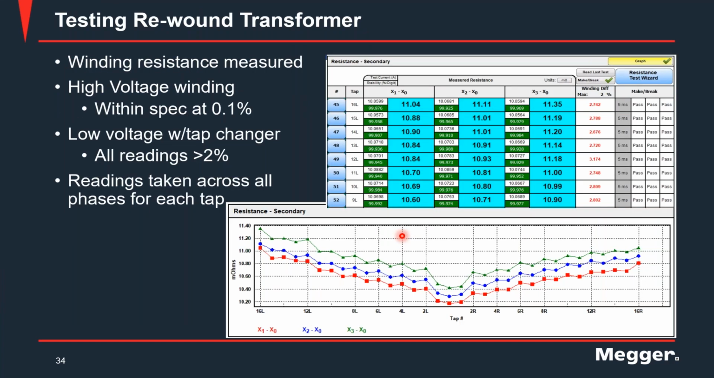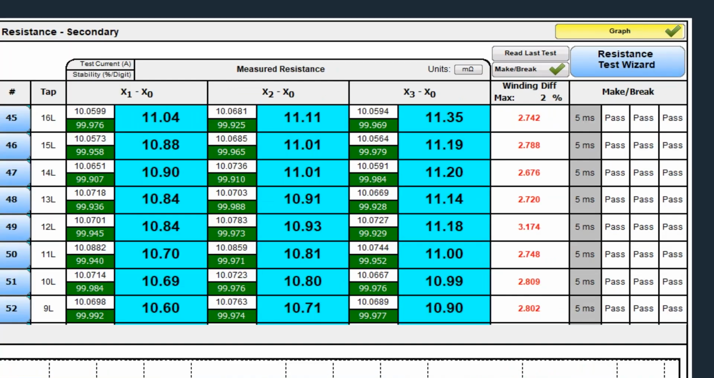So winding resistance measurements were of course performed, and the high voltage winding passed without issues, and the readings were within spec at less than 0.1%, which was great. But when the low voltage winding was tested, and this winding had the tap changer, most, in fact all, readings were beyond 2%. And let me show you that real quick. On the right hand side, let me zoom in. You can see that from 16 lower all the way, and I couldn't share all 33 taps here, but you can see all the readings are beyond that 2% criteria that's laid out by industry standards.